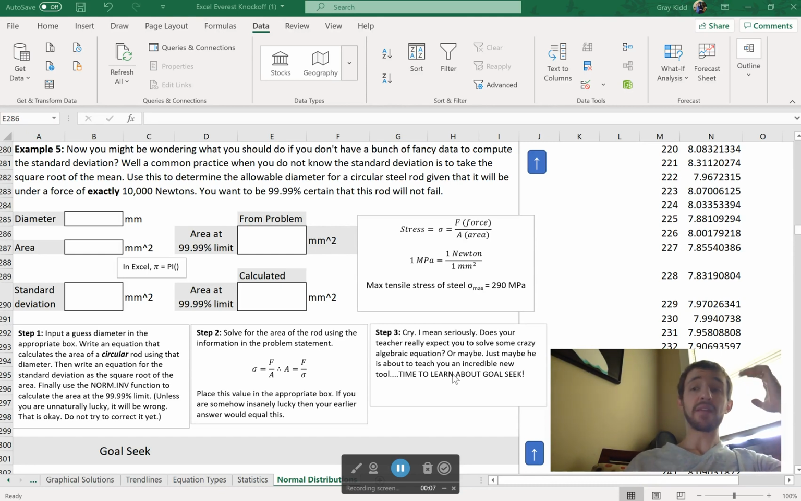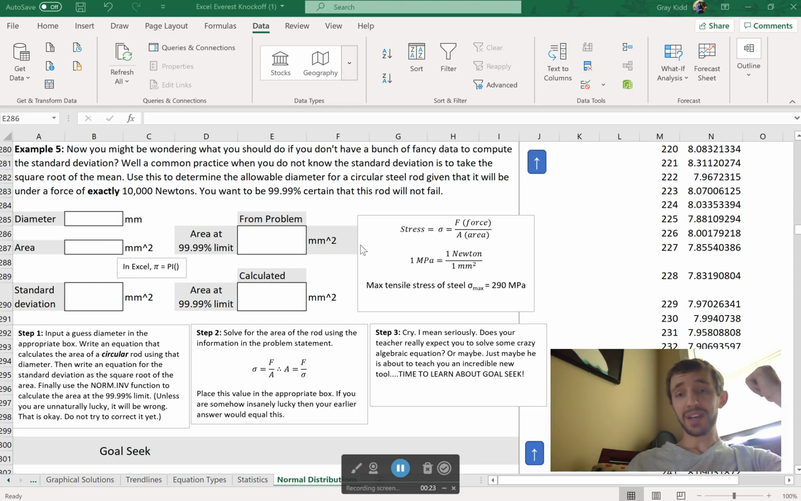So let's say that you have a rod, and that rod is making up the bridge we've been talking about earlier. And you know that 10,000 newtons of force is going to be applied to that rod. And you want to make 99.99% certain that this rod will not fail.